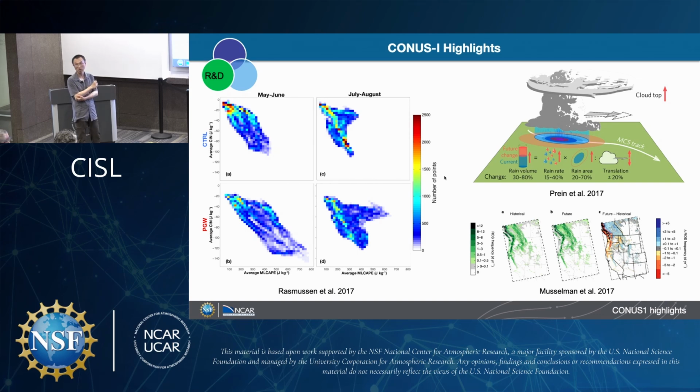I highlighted 3 of them. One is by Roy's daughter, Kristen, not Roy, even though they share the same last name. So that's Kristen Rasmussen's paper. She found that in the future, we have fewer, stronger precipitation events or storms.